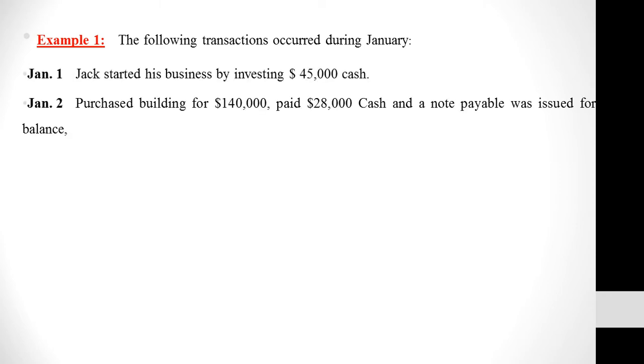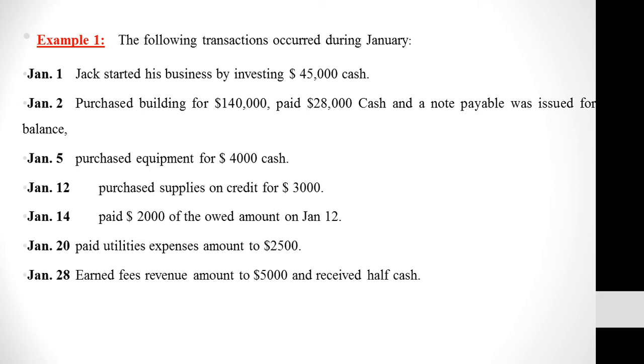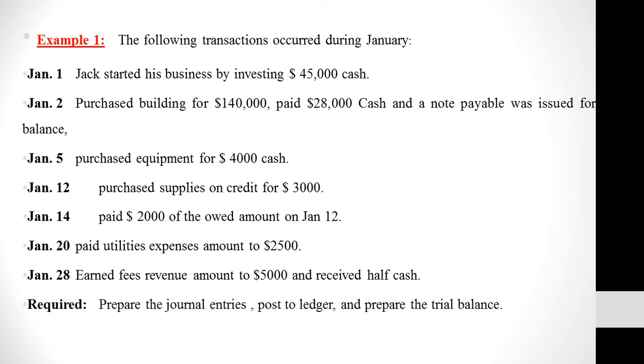Let's see an example. This is an example to illustrate how we record within the journal. We have some given transactions that occurred during January, and you are required to prepare the journal entries, then post to the ledger and prepare the trial balance. For now, we're just going to solve the first requirement, which is preparing the journal entries. Let's see how this is going to be done.